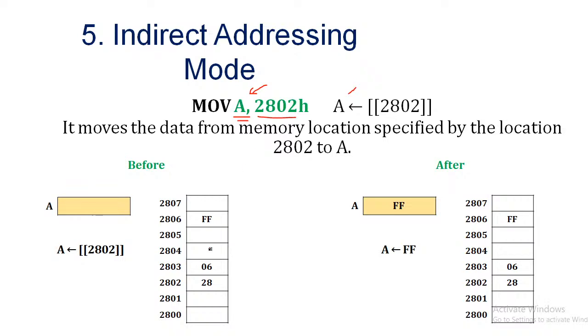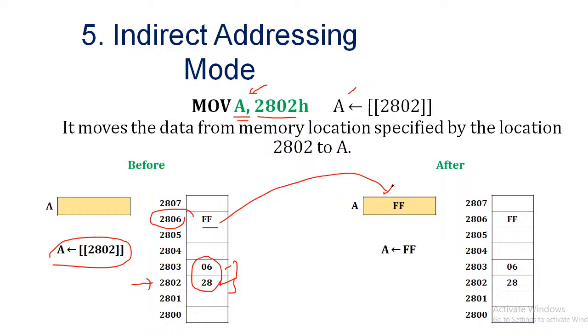2802 will contain another address. You see, 2802 is actually this location, so this location is basically containing two successive locations, because it's 1 byte. So the two successive locations contain another address, that is 2806. Whatever is the content of 2806, that should come to the accumulator. Is it clear to you?